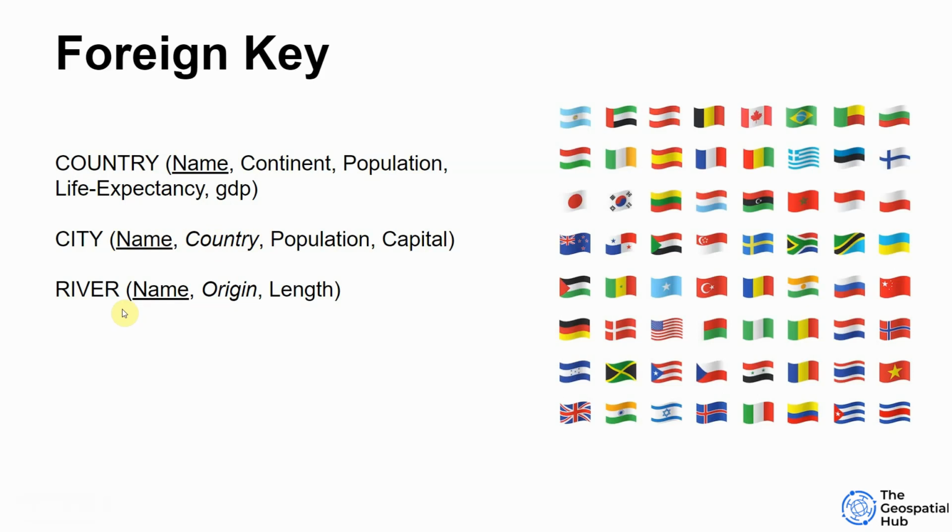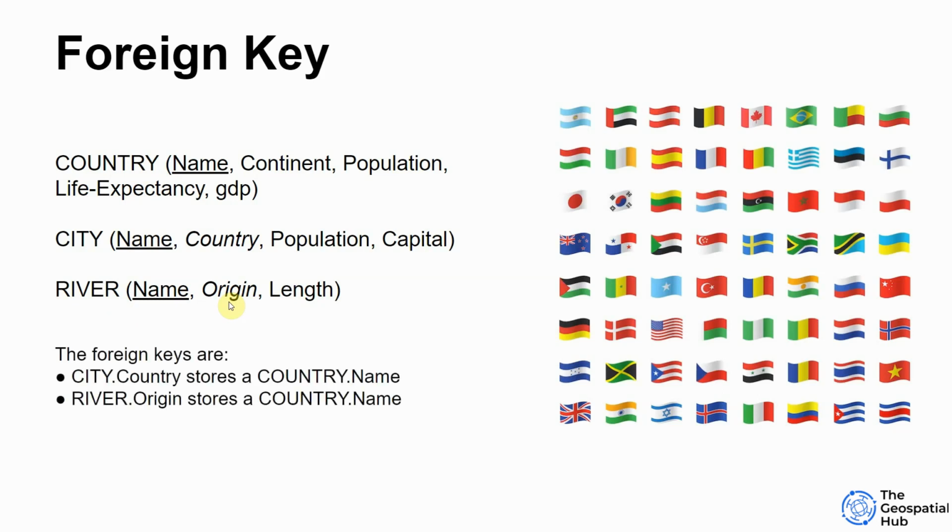We also have river now. Now river is also a table, right? And it has the attributes name, origin, and length. Now where is this river originating from? The river has a source, right? It has a source from a particular country as well. So now we are trying to see this origin, which is the foreign key in this river table. So now the river is originating from a particular country. So the river is storing the details of the country it is coming from.